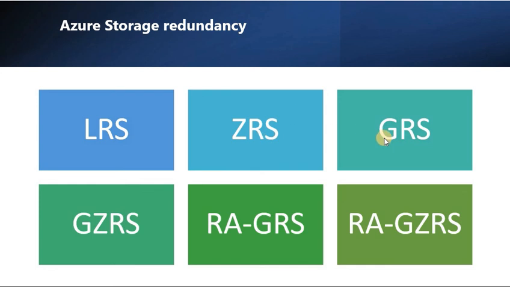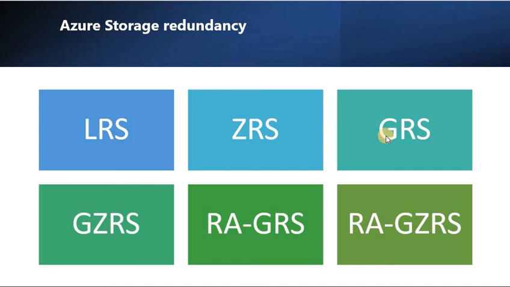And here comes GRS. It copies your data synchronously three times within a single availability zone in the primary region using LRS, and it then copies your data asynchronously to a single physical location in your secondary region, which is a paired region. Within the secondary region, your data is copied three times using LRS. If your primary region is experiencing an outage, your secondary region is available for use.